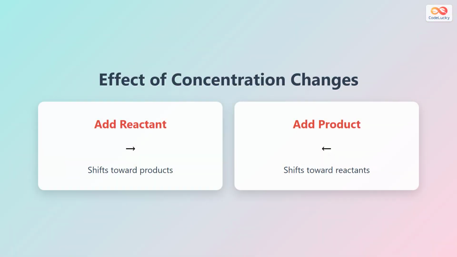Let's examine how concentration changes affect equilibrium. When you add more reactant to an equilibrium system, the system responds by shifting toward the products to consume the excess reactant. This shift continues until a new equilibrium is established. Conversely, when you add more product to the system, the equilibrium shifts toward the reactants to consume the excess product. Similarly, removing a substance causes the equilibrium to shift toward replacing what was removed. These shifts help the system maintain its equilibrium constant.